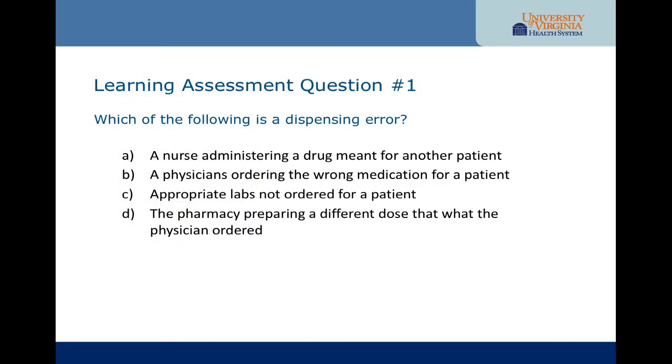All right. So before we start talking about some patient safety organizations and some technology, I've got a first learning assessment question for everyone. So which of the following is a dispensing error? A, a nurse administering a drug meant for another patient. B, physicians ordering the wrong medication for a patient. C, appropriate lab values not ordered for a patient. Or D, the pharmacy preparing a different dose than what the physician ordered.